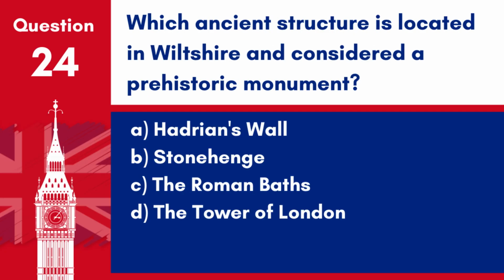Question 24. Which ancient structure is located in Wiltshire and considered a prehistoric monument? A. Hadrian's Wall. B. Stonehenge. C. The Roman Baths. D. The Tower of London. Answer: B. Stonehenge. Stonehenge, located in Wiltshire, is one of the most famous prehistoric monuments in the world, known for its complex of Neolithic and Bronze Age structures.